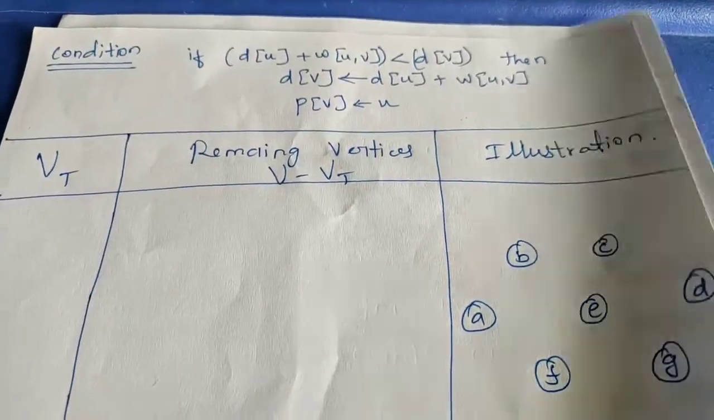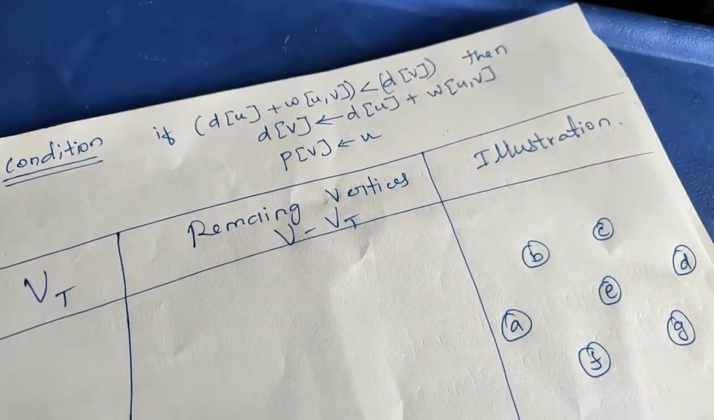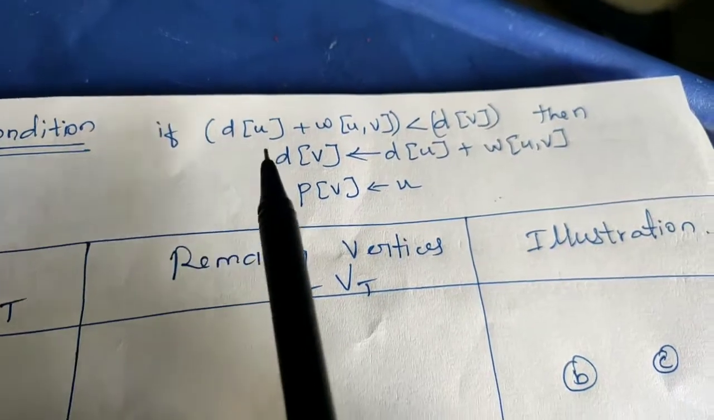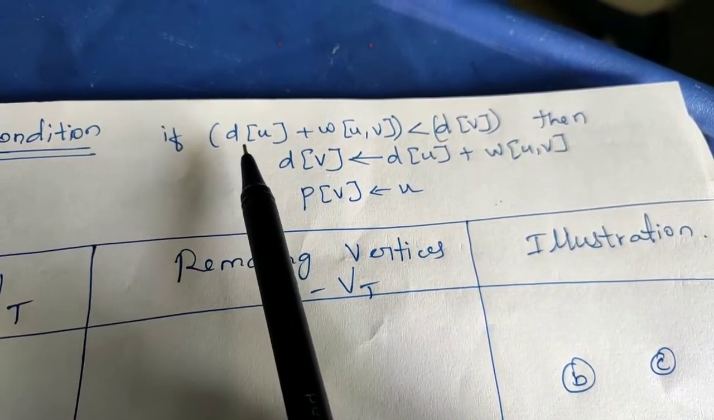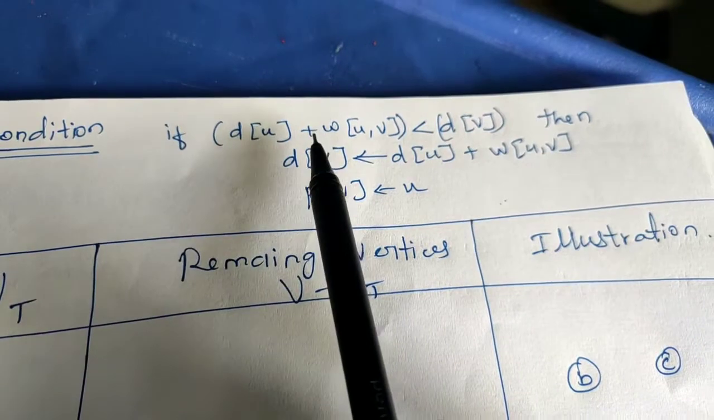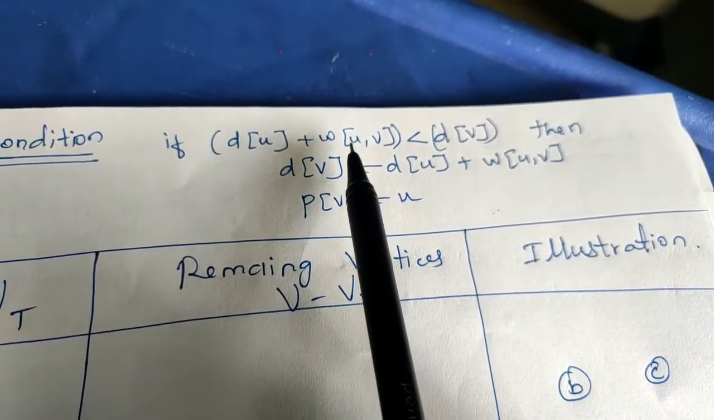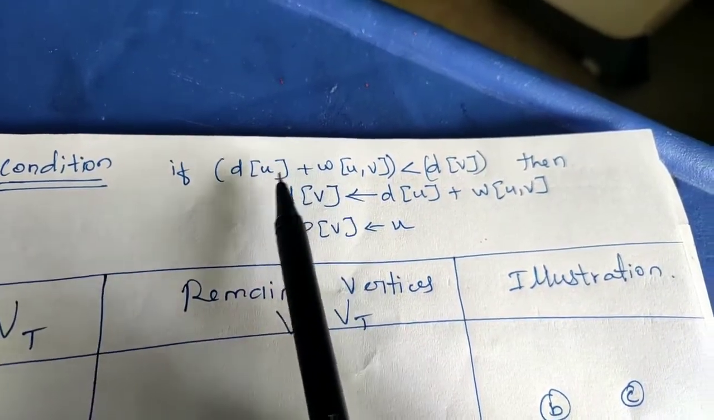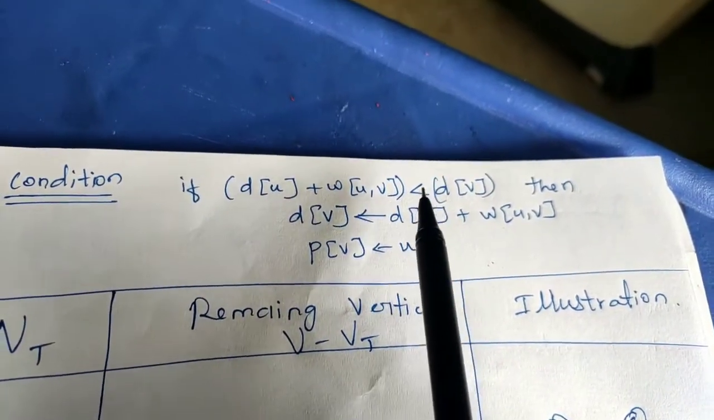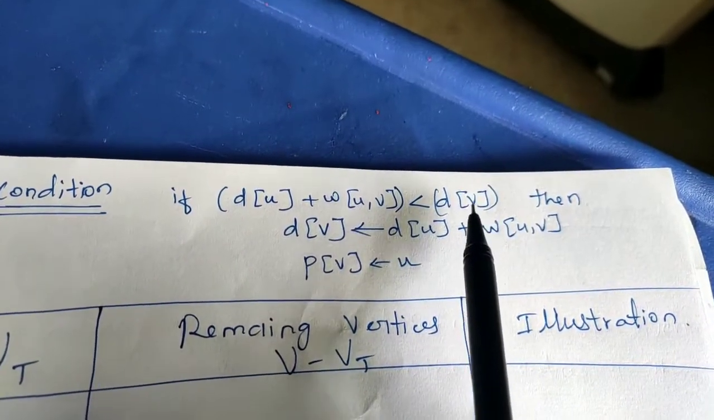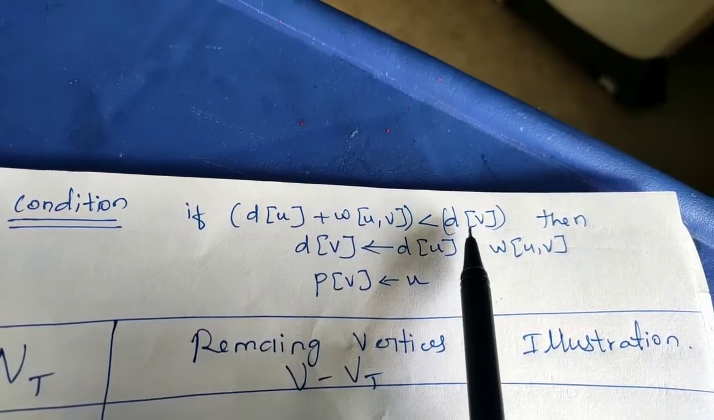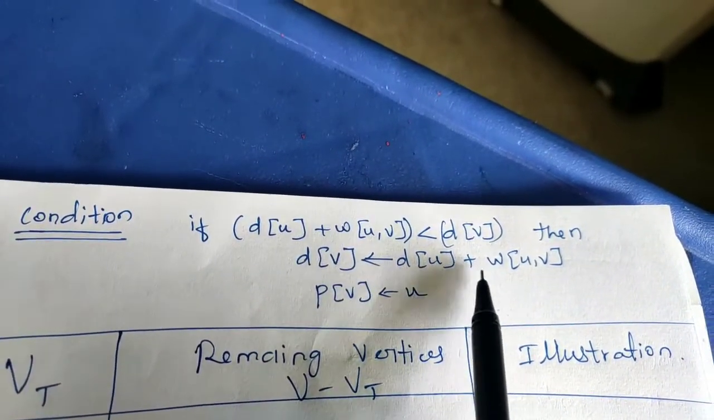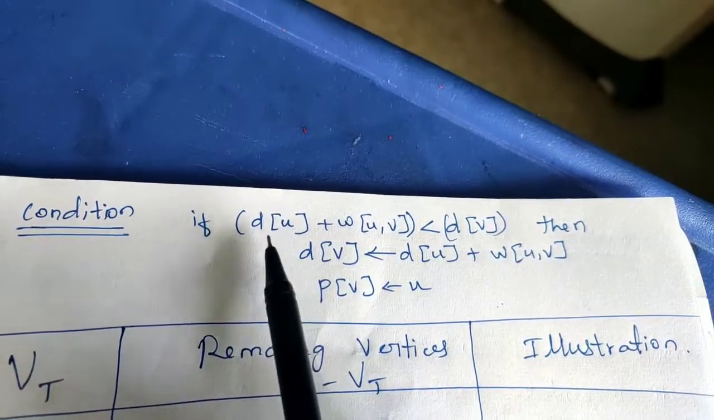The condition to solve Dijkstra's algorithm, the single source shortest path algorithm, is this: if the distance of the vertex u plus the weight on the edge from u to v, the sum of these two distances, is less than the distance of the vertex v, then I can update the distance of v as d of u plus w of u comma v, that is nothing but this one.